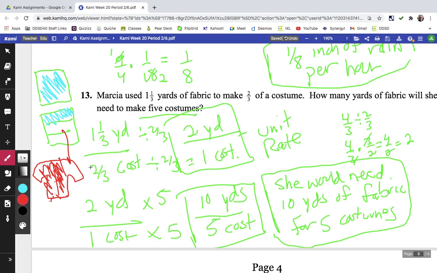So we always want to go back and sketch it out and make sure that we didn't make some arithmetic error, and I don't think we did. So 10 yards for 5 costumes.